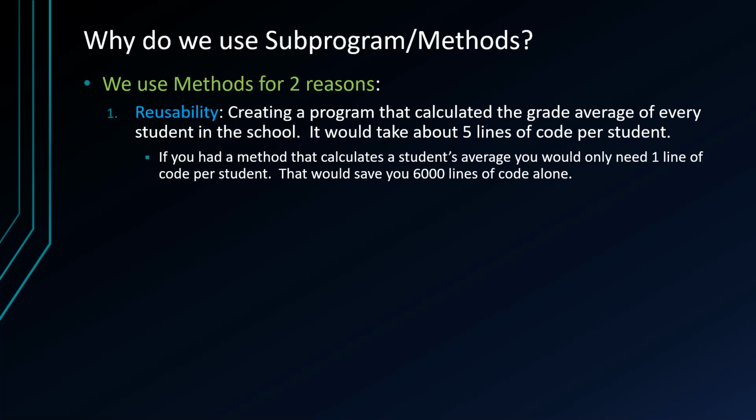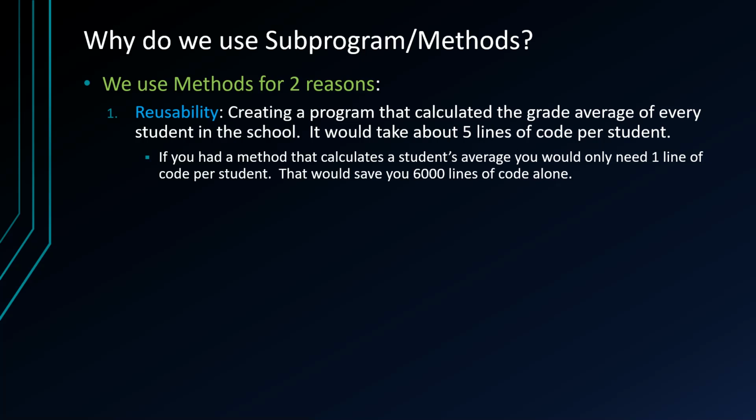So here's my simple example. Creating a program that calculated the grade average of every single student in the school. It would take about 5 lines of code per student. You have your variables, you have your sum, you have your average and all that kind of stuff. Let's say about 5 lines of code per student. Well, if we have 1,500 students in the school, you're looking at 7,500 lines of code to calculate the average for every student in the school. Well, now let's assume that instead of writing and copy and pasting those 5 lines of code for every single student, we created a subprogram that had those 5 lines of code.